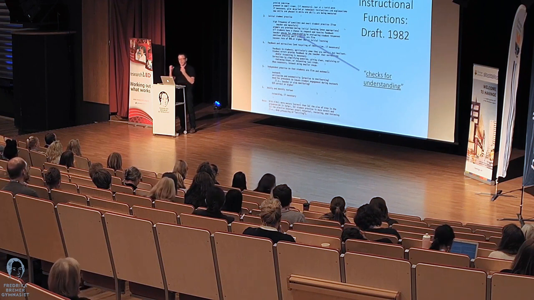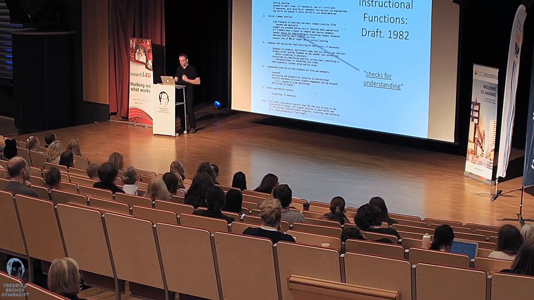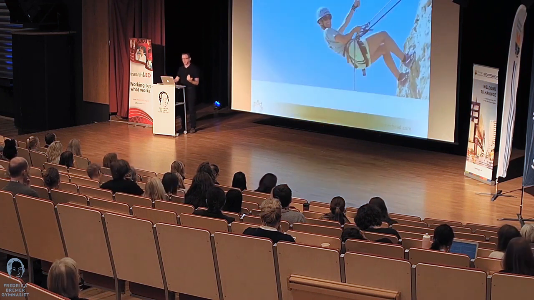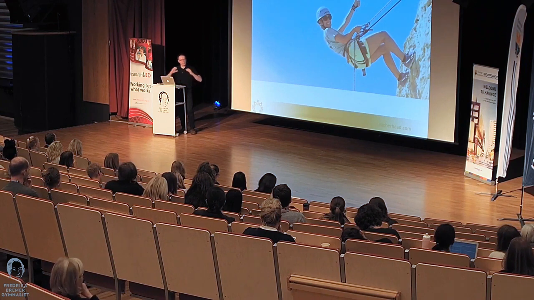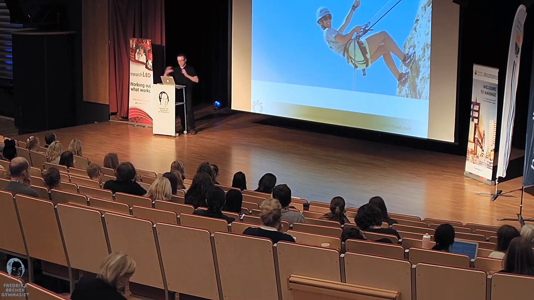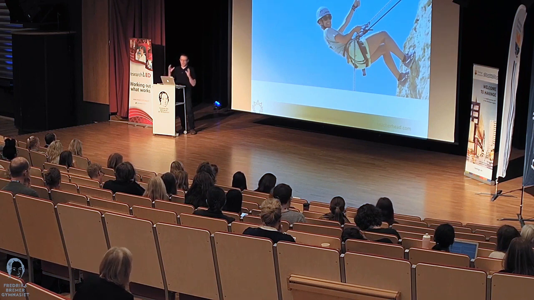So checking for understanding for Rosenshine is a really, really key thing. You don't teach something and hope the students have learnt it. You check. And the analogy I often use is around something dangerous like abseiling, where if you were teaching abseiling, before you sent your students off the cliff, you would definitely check that they had understood what to do.